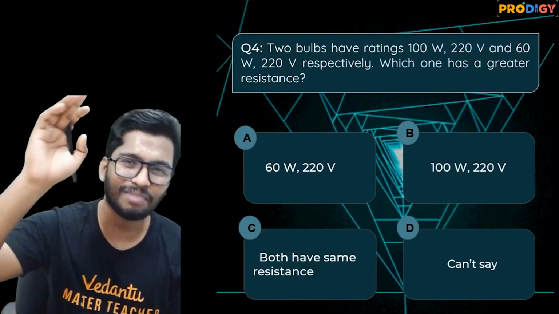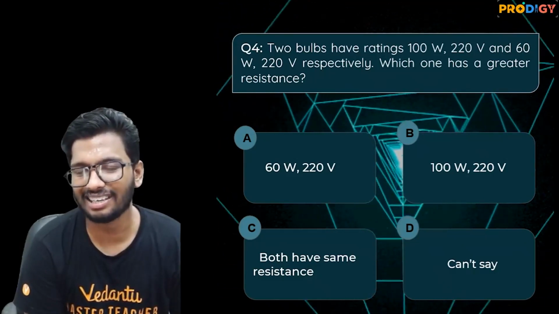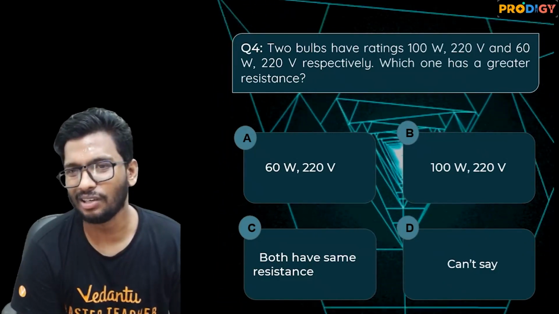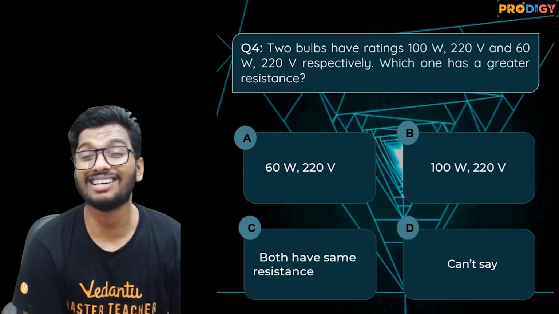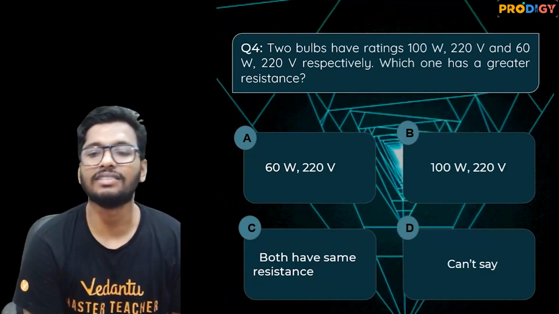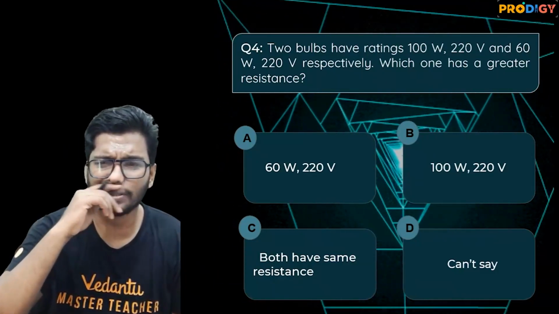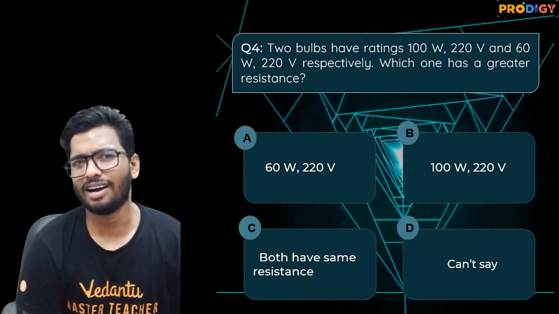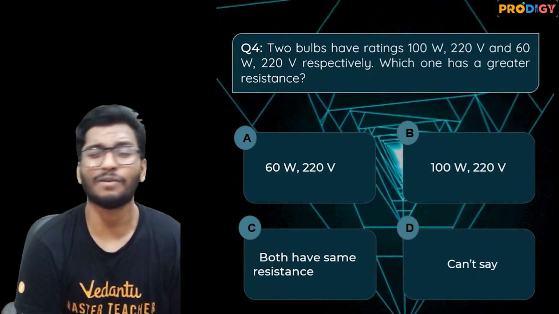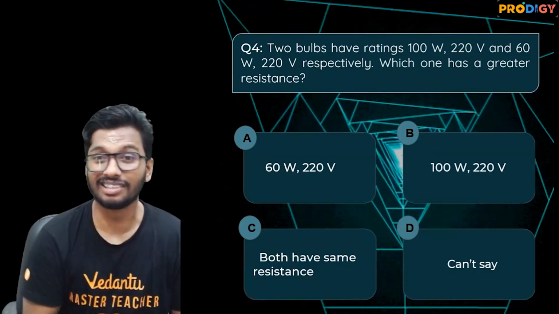And yes guys, based on that, we'll do another question. Here it is. Two bulbs have ratings of 100 watts and 220 volts, and 60 watts and 220 volts respectively. Which has a greater resistance? Options: 60 watts and 220 volts, 100 watts and 220 volts, both of them have the same resistance, or can't say. What do you think is the right answer, guys? It's quite an easy one. Actually, you don't even have to calculate it. It's a direct equation, direct answer.